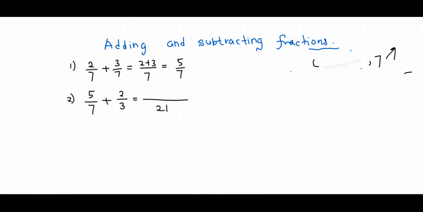So now we are writing equivalent fractions. Multiply numerator and denominator both by the same number. Second fraction is 2 over 3. To make 21, we have to multiply 3 by 7. Multiply numerator and denominator both. Then now numerator is 3 times 5 is 15 plus 2 times 7 is 14. Since the denominator is same, add them. 15 plus 14, 29 over 21. Improper fraction, write it as a mixed number. 1 and 8 over 21. We can't simplify it further.